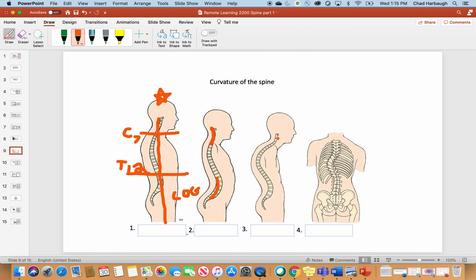Number 3 is going to represent kyphotic or kyphosis. What we see is, again, a couple of things that are occurring. The main thing with kyphosis is it predominantly affects the upper thoracic.